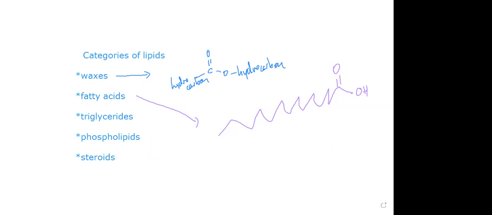Now, this fatty acid chain could be unsaturated or saturated. So there could be one or more double bonds in there as well. And that's where we get into differences between oleic acid and palmitic and linolenic acid, and the number of double bonds inside of that structure.